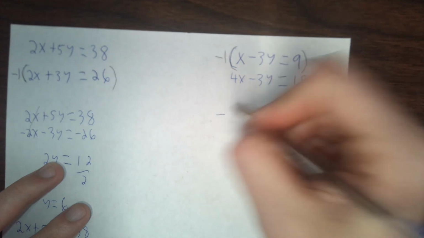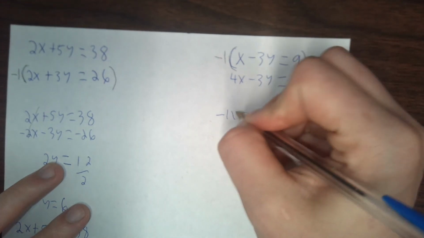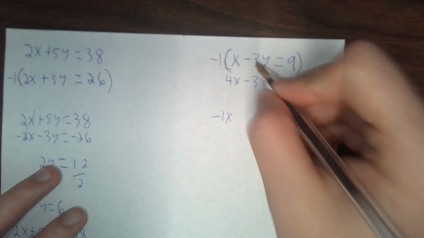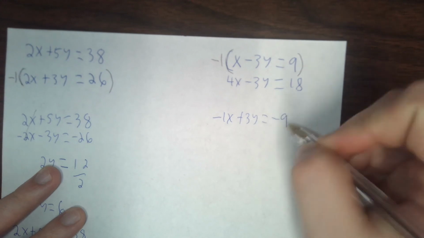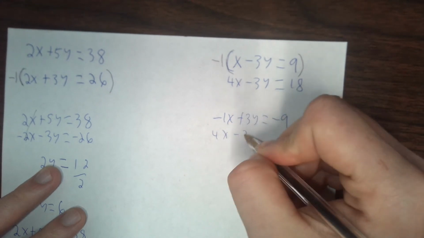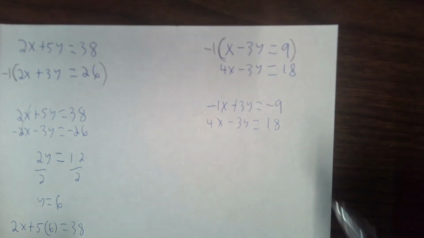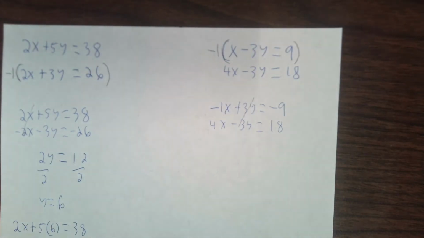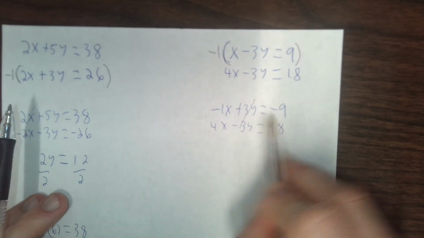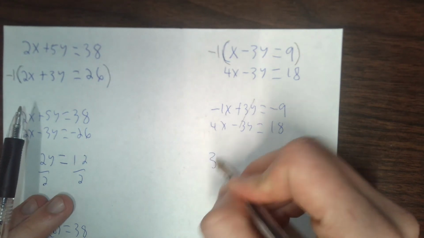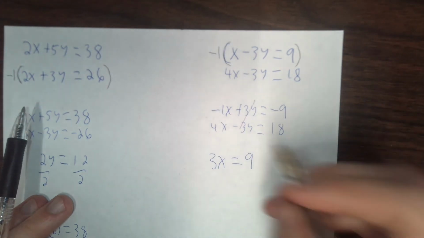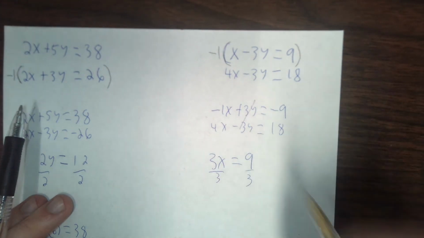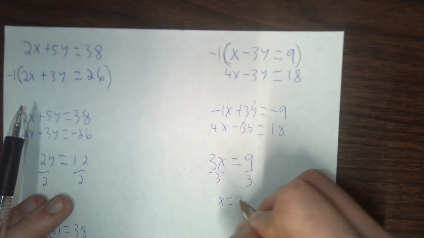This becomes negative x, or if you want to put the 1 there, -1x, right? That might be a good idea. Plus 3y equals -9. And then the second one's going to stay the same. Okay. Y's are going to cancel. Now remember here you're subtracting because we have minus signs here. So 4x minus 1x is 3x. 18 minus 9 is 9. And we're going to divide by 3. And x will be 3.